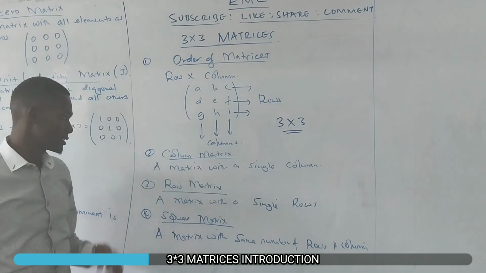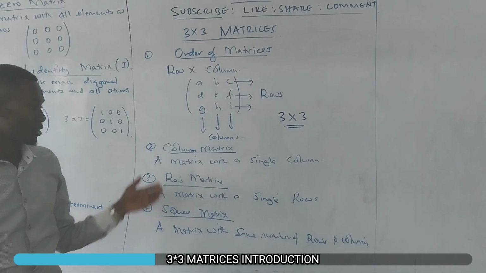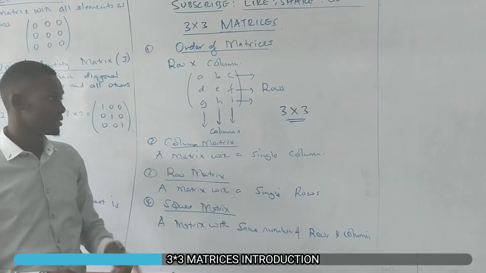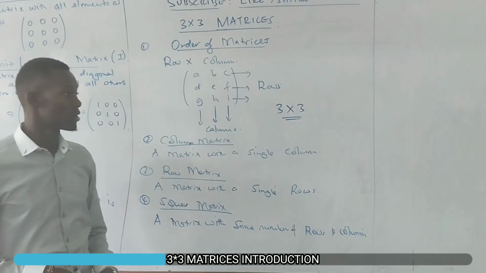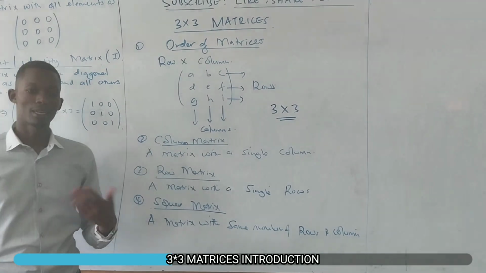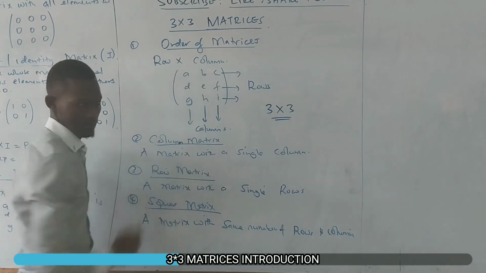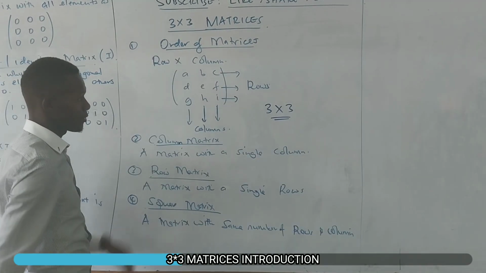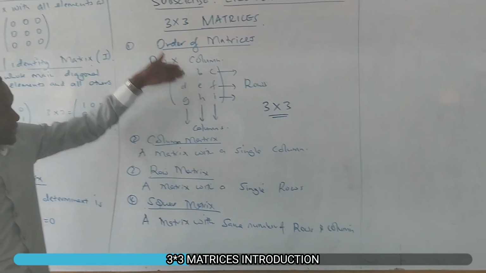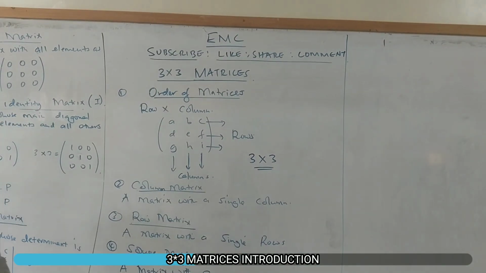We have other types of matrices. One, we have the column matrix. The column matrix is a matrix with only one column. It can have as many rows as possible, but the column should be one. Then we have the row matrix. It's a matrix with one row. So it can be this matrix A, B, C, without considering all the other elements, can be considered as a row matrix. Then A, D, G, only this one, can be considered as a column matrix.